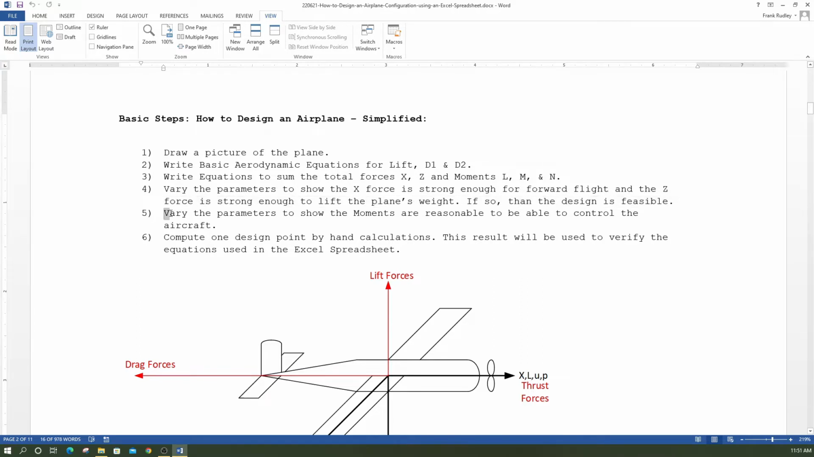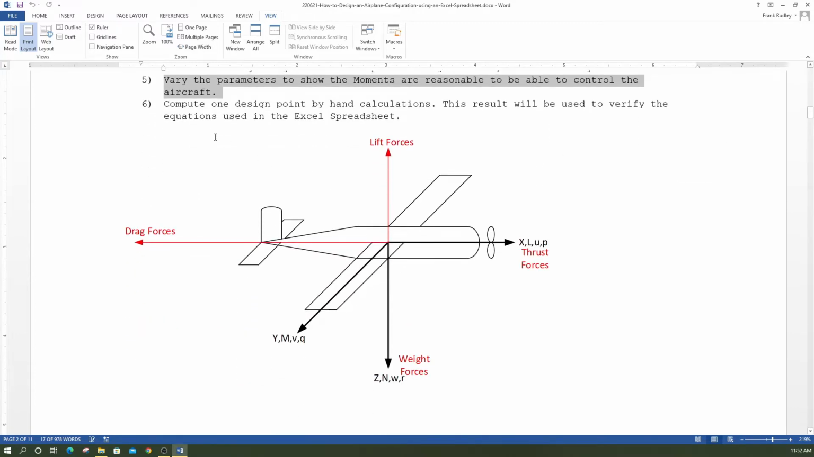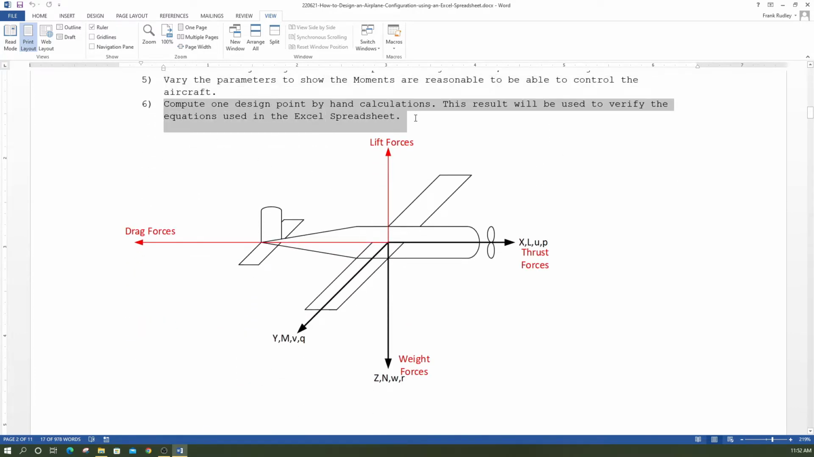So the next step is to vary the parameters to show the moments are reasonable to be able to control the aircraft. And the next step is to compute one design point by hand calculations. This result will be used to verify the equations using the Excel spreadsheet. So once you get that one point done, you can put it into Excel. You do the one design point by hand calculations, and you put it in Excel to verify it. And then from there, we could copy the columns to do parametric variations.